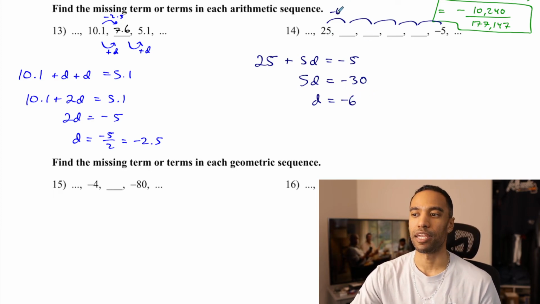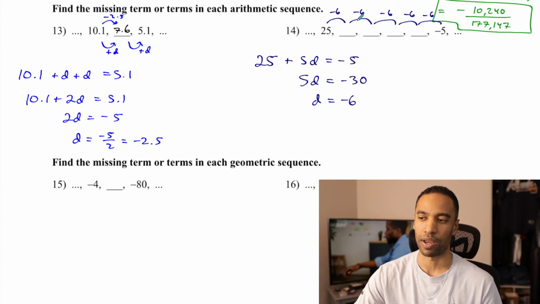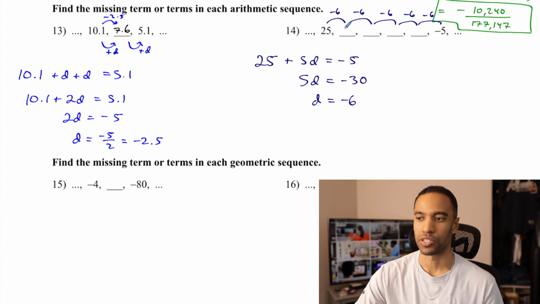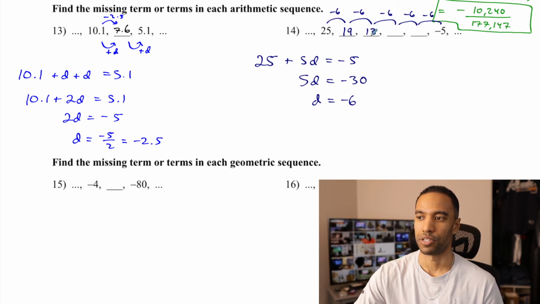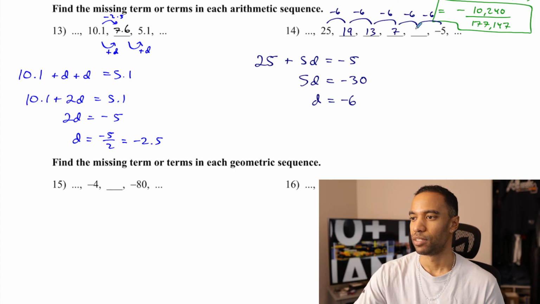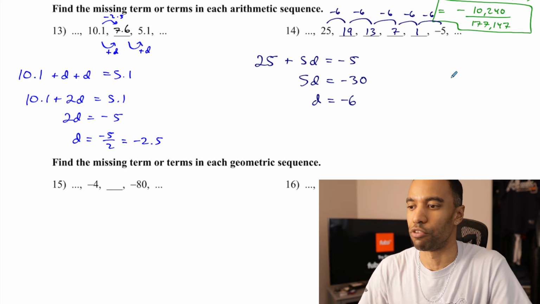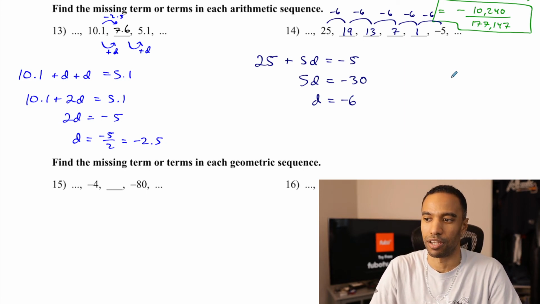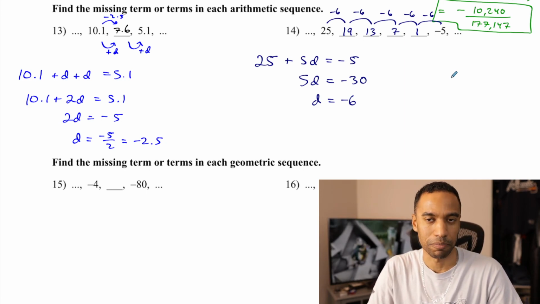So what's happening here is recursively, guys, let's go ahead and just subtract 6 over and over again right here. And we get, let's see if this works, 19, 13, that was a good year, 7, 1, and yes, negative 5. So filling in the terms from the common difference there of d. And that's arithmetic mean.